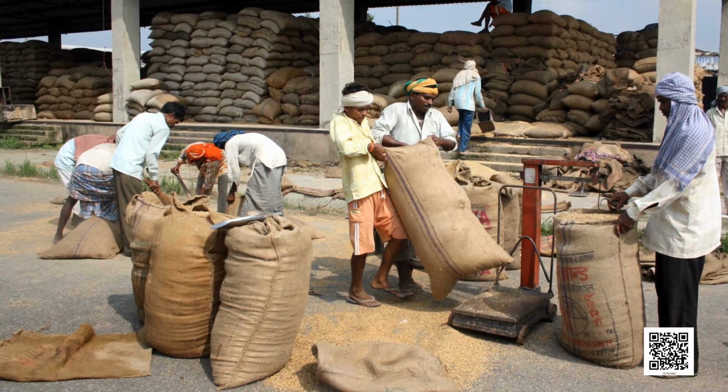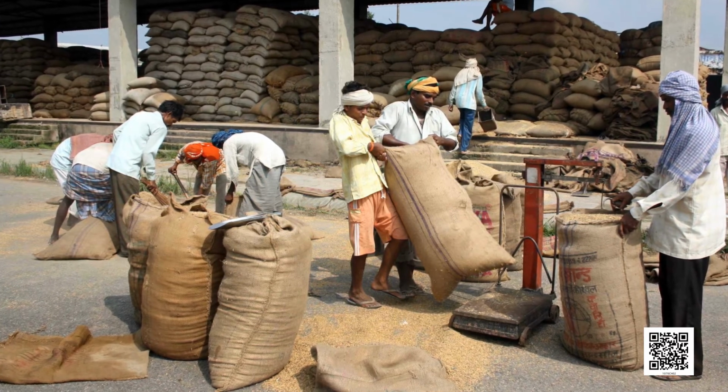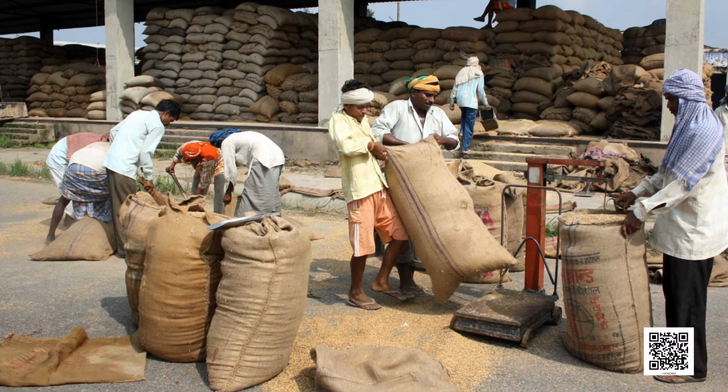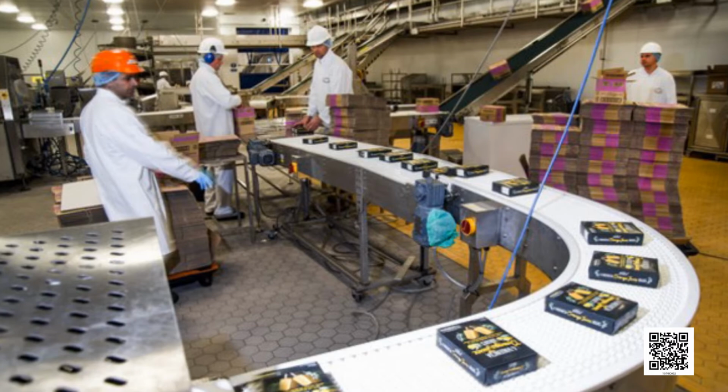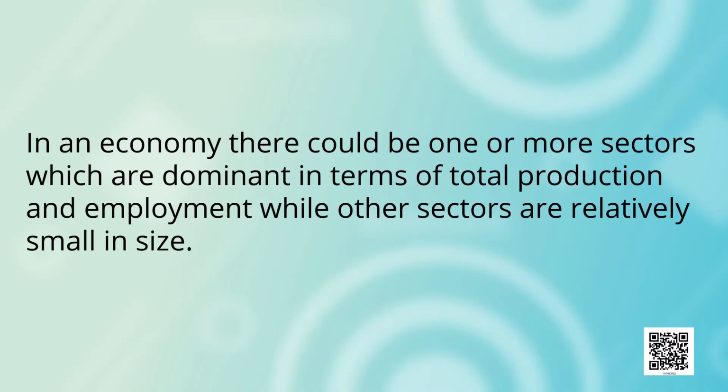The next step, therefore, is to see how much goods and services are produced and how many people work in each sector. In an economy, there could be one or more sectors which are dominant in terms of total production and employment, while other sectors are relatively small in size.